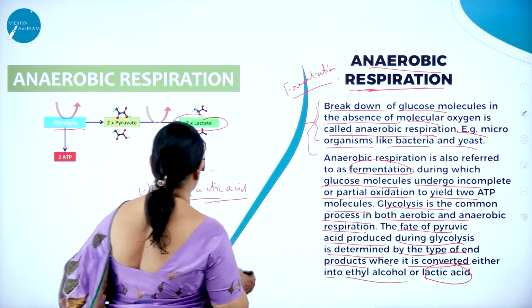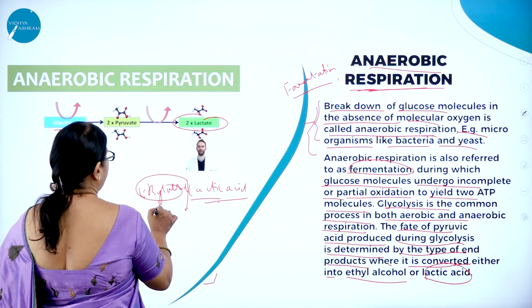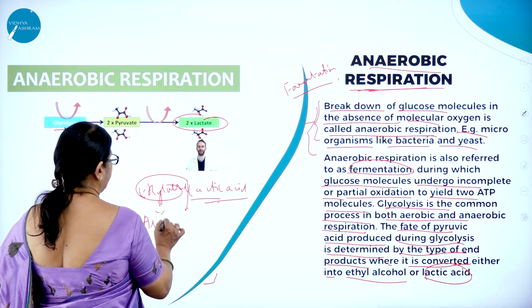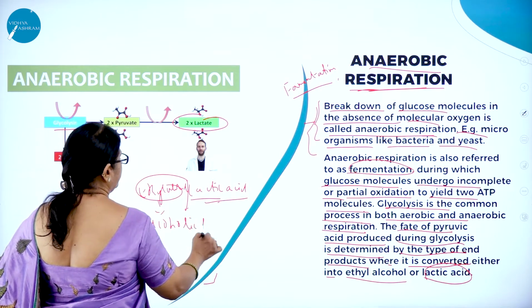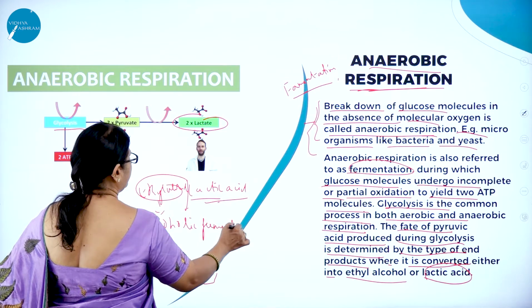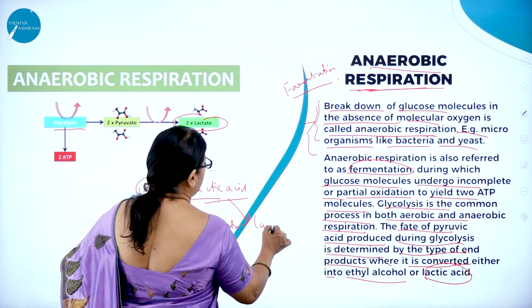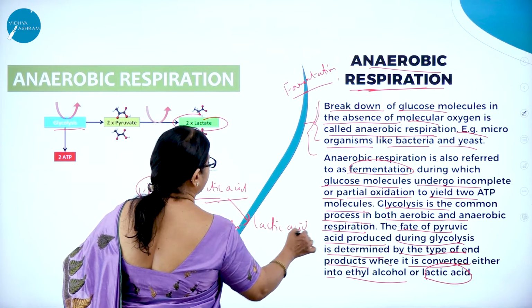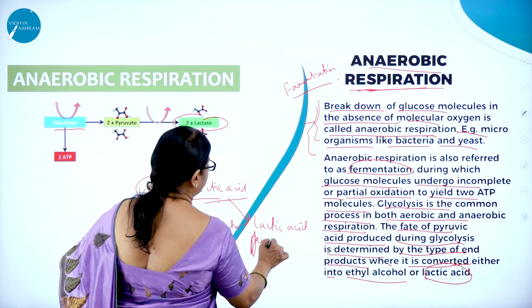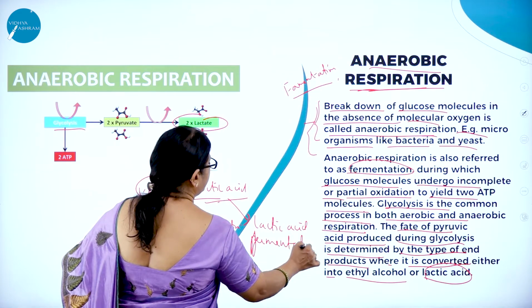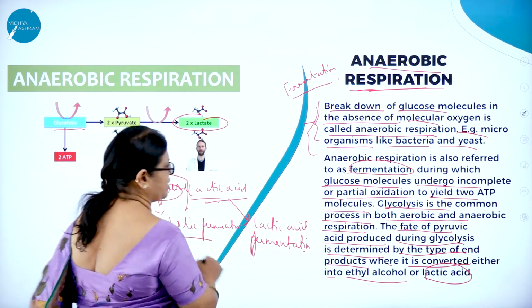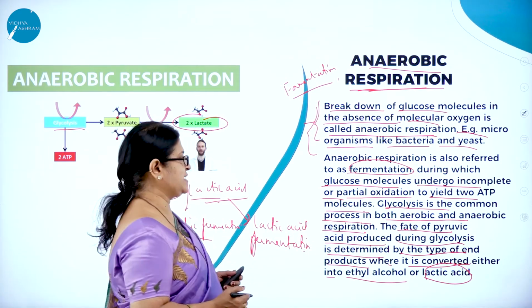If the end product is ethyl alcohol, it is called alcoholic fermentation. If it is converted into lactic acid, it is called lactic acid fermentation. So, alcoholic fermentation and lactic acid fermentation.